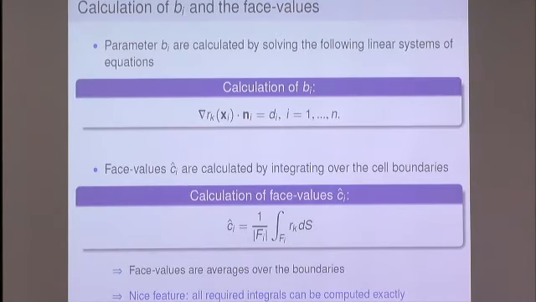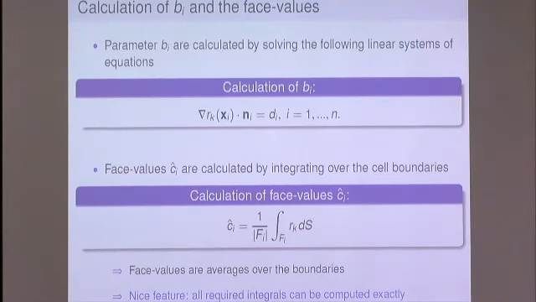So the next step is to compute these parameters b_i, and that is done in the same way as in the one-dimensional case. We require that the gradient of our ansatz function multiplied by the normals at the midpoints of the phases is equal to this directional derivative. So this is a simple linear equation where you can solve for all the b_i's.